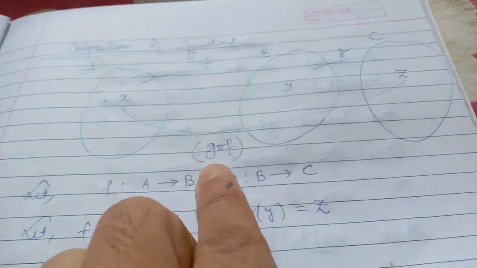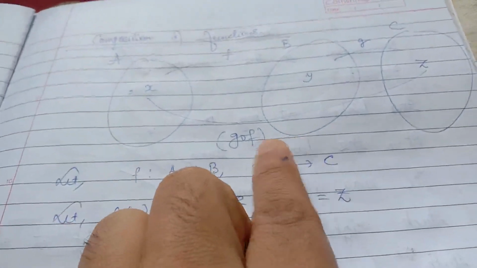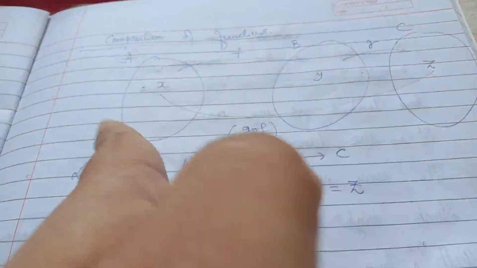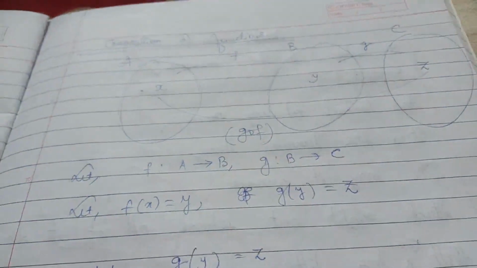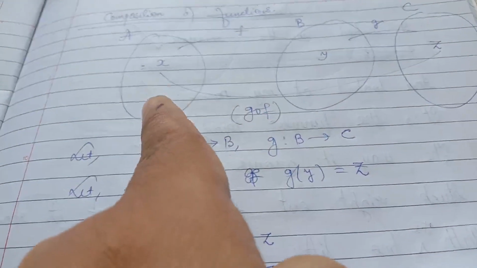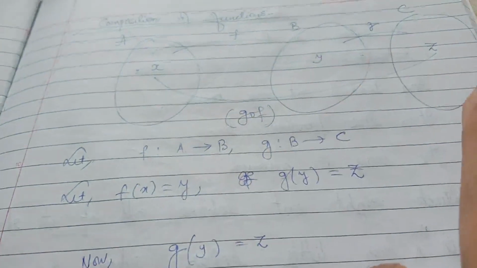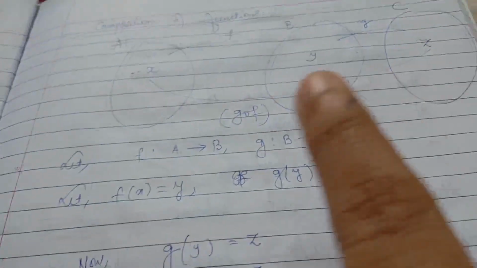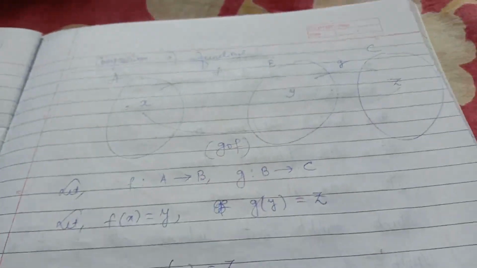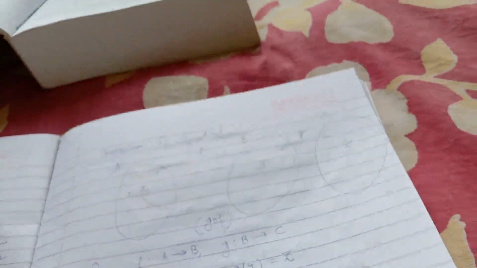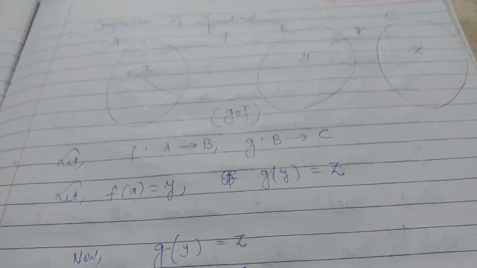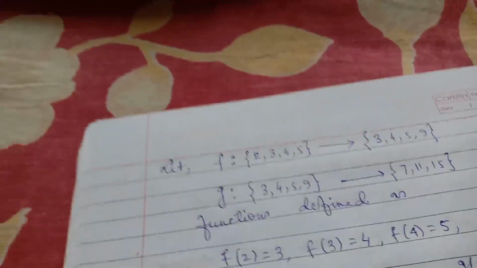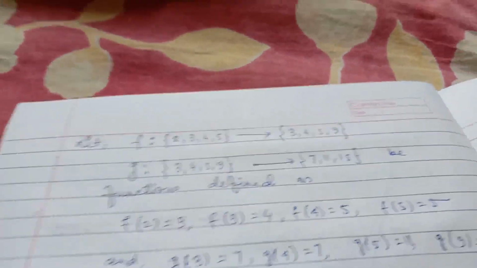So when you think of composition, you start from this side. f from where to where, then g from where to where. So f is a function from A to B, g is a function from B to C. g composition f: A to B, B to C, ultimately A to C. g composition f is a function from A to C. Let us take one example of composition of function. This is also given in the NCERT book.